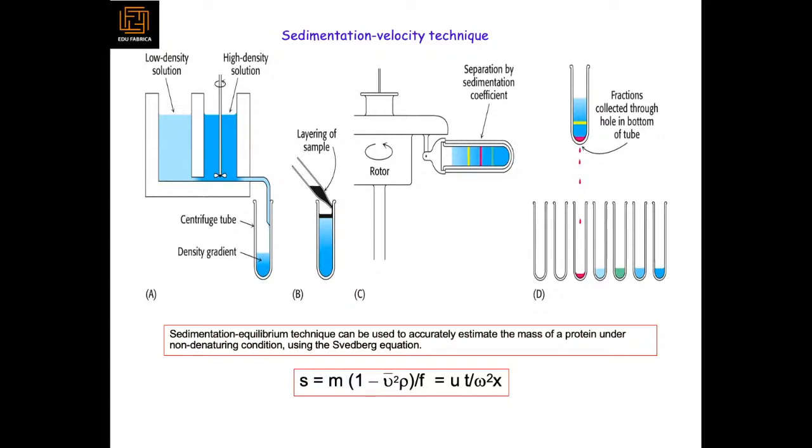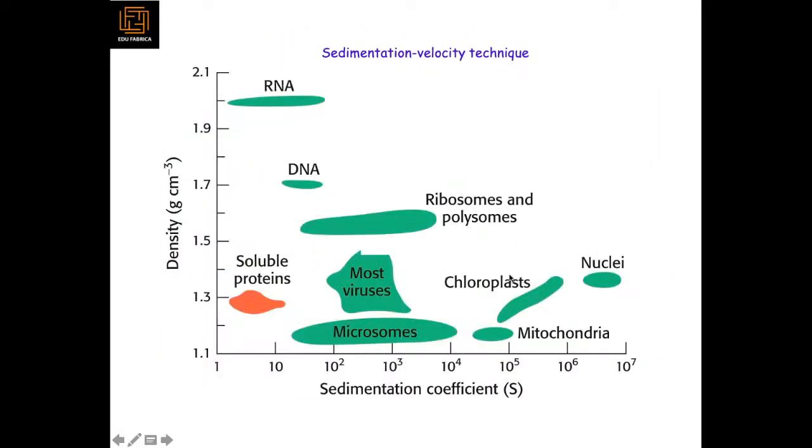In the sedimentation velocity technique, you have a low density solution and a high density solution. You have a centrifuge tube with a density gradient, then the sample is layered on top, and after centrifugation in the rotor you can separate the different parts.